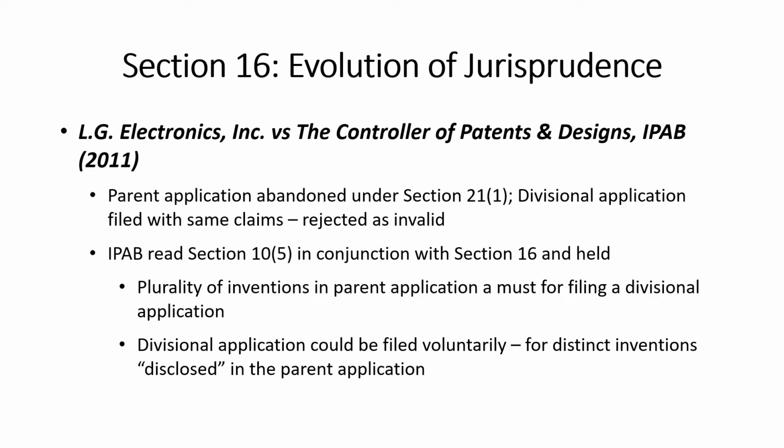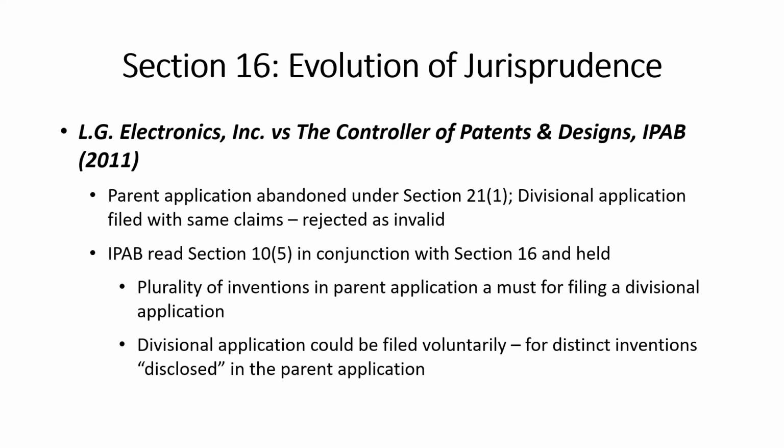Broadly, the IPAB read section 10(5), which says that the claims of a complete specification should relate to a single invention or a group of inventions that are linked together by a single inventive concept. Reading it with section 16, the IPAB held that what is required for filing a divisional application is that there should be a plurality of inventions in the parent application. The IPAB, however, also said that divisional applications could be filed voluntarily by the applicant for distinct inventions that are disclosed in the parent application. So the basic crux of the decision was that there need to be distinct inventions disclosed in the parent application, and you can file a divisional application out of the parent application to cover those plurality of inventions.